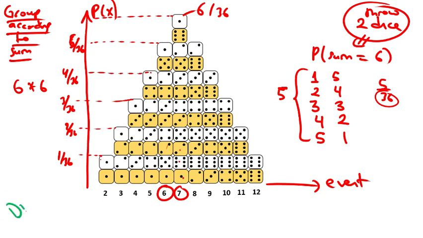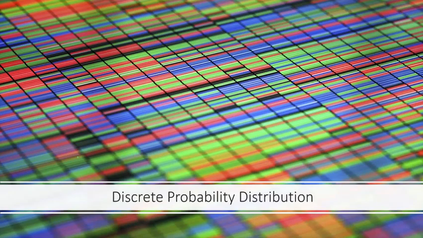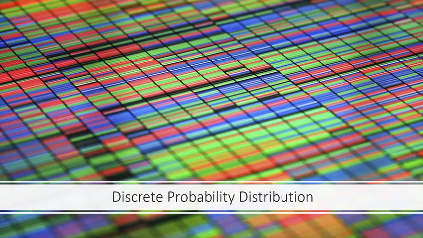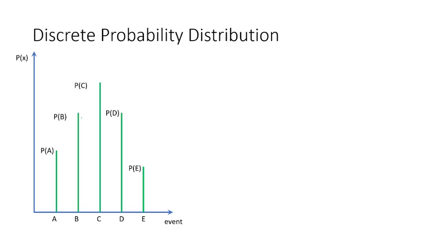This one is the discrete probability graph. Okay. So distribution, let me just put it distribution. More scientific. So we have different types of discrete probability distribution, but as I said, all it is is that we have events and we have the probability of those events.